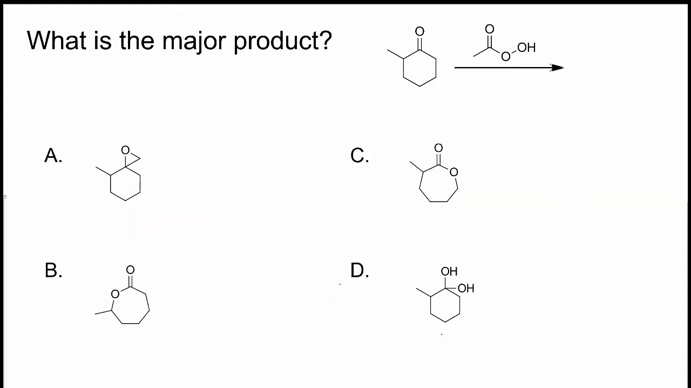Okay, so if we have methyl cyclohexanone and we add this peroxy acid, which is the same as RCO3H, what product will we get here? This reaction can also be done with MCPBA.